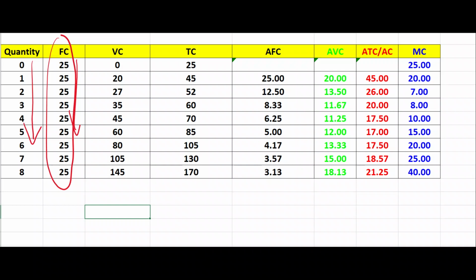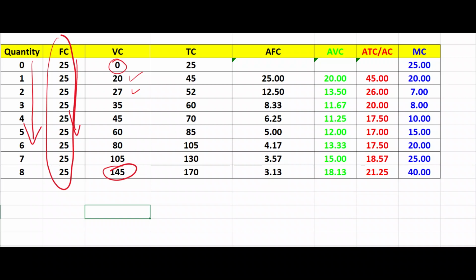because it doesn't change in line with production, as we see there, going from 0 to 8 units. Our variable costs change in line with production. So at 1 unit of production, our variable cost was €20. At 2 units, it was 27 and so forth. And at no units, it was a variable cost of 0, right up to a variable cost here of 145 at 8 units of output.